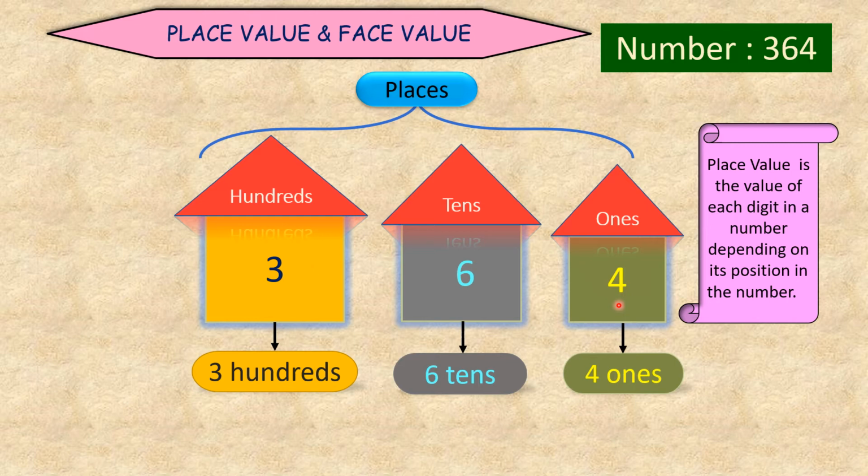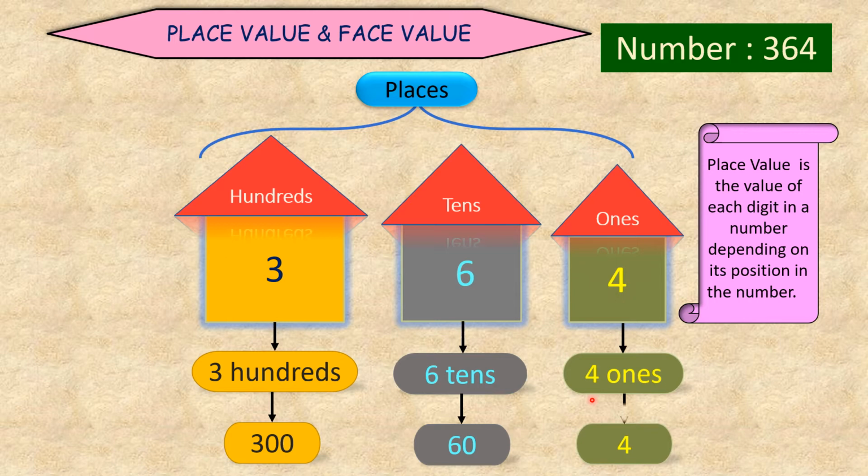Now we can write the same thing in numbers too. How to write that? 3 hundreds is nothing but 300. 6 tens is nothing but 60. 4 ones is nothing but 4. So these are the place values. You can write place values in both ways: one in words and the other in numbers. We have done the same thing in expansion too.